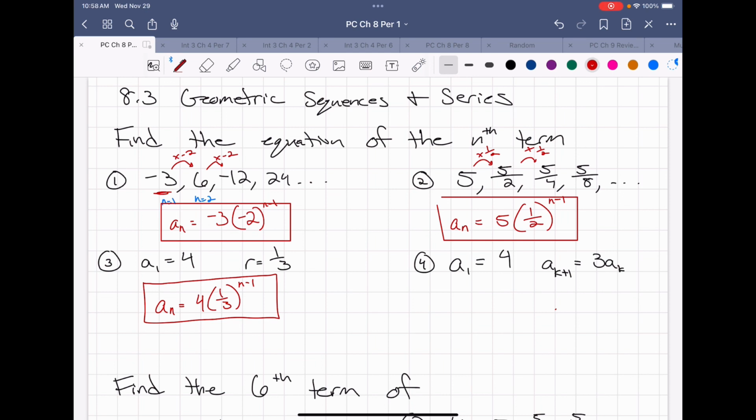Okay, number 4 is given to me in the recursive formula. So always start with listing out your sequence. So 4 is the first term, and then they take that term and multiply by 3. So 4 times 3 is 12. Then they take that term and multiply by 3. So every time they are multiplying by 3. So a sub n is 4 times 3 to the n minus 1.